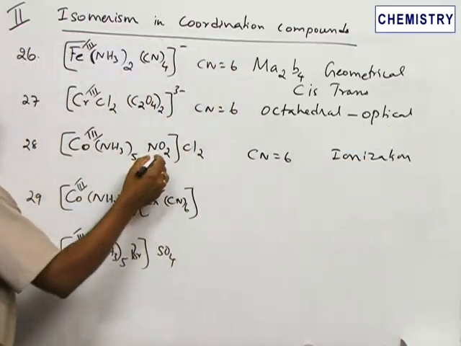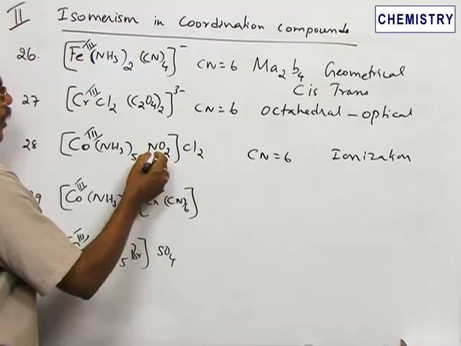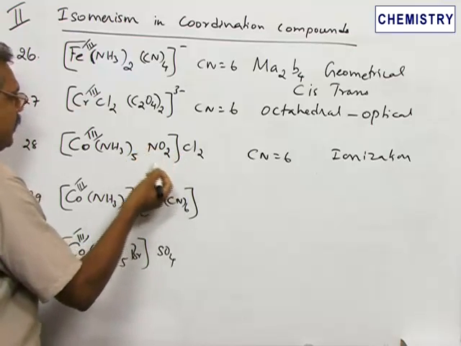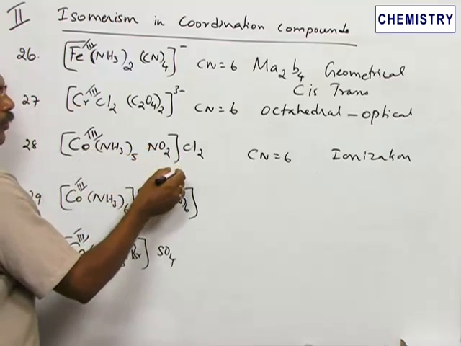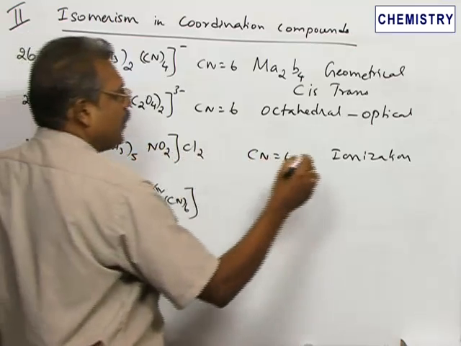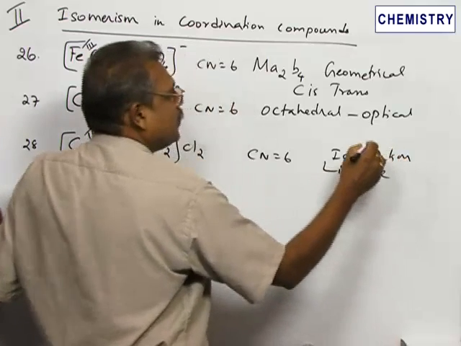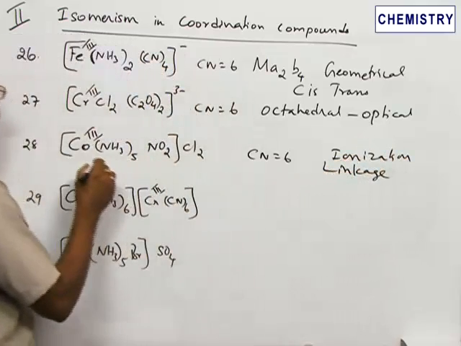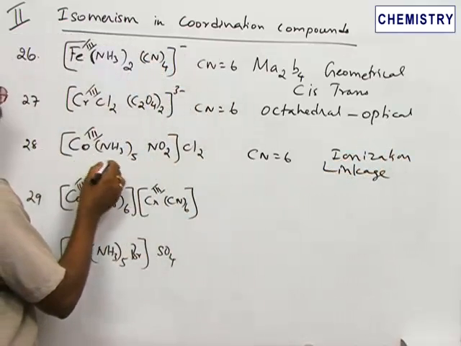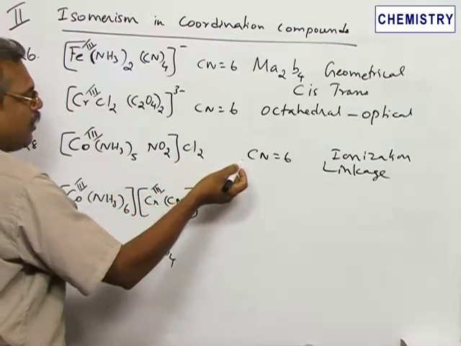And one more thing is this NO2: if nitrogen is linked to the central metal, we call it nitro. On the other hand, if oxygen is linked with the cobalt, at that time we call it nitrito. So this is another example, linkage isomerism. So ionization isomerism and also linkage isomerism are possible in compound number 28. That's the cobalt complex, and it's octahedral in nature.